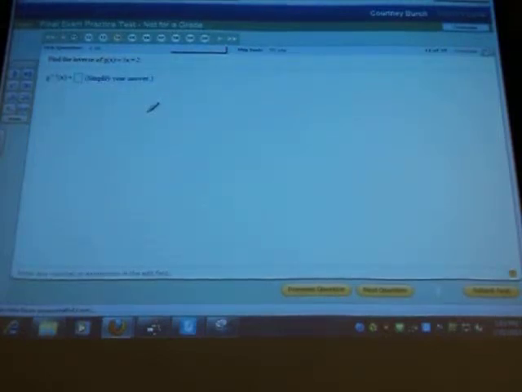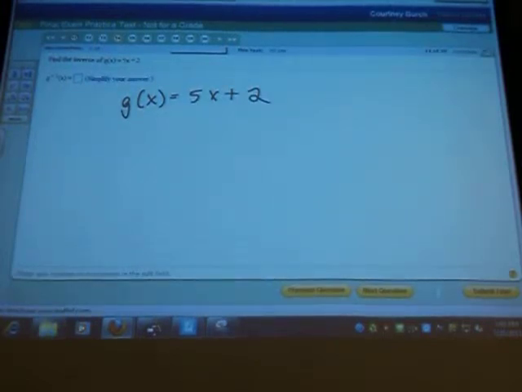It wants me to find the inverse. How do I find my inverse? Anybody remember that? How about we switch our x and our y? Oh, that's right. You switch your x and your y, yep, to find the inverse.